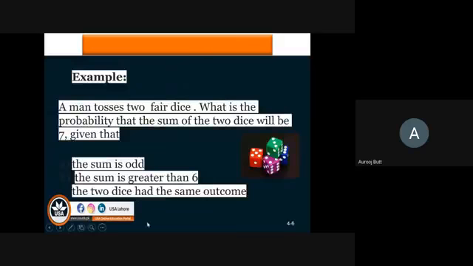Okay, coming towards the next part: the sum is greater than 6. Before the word "given", what do you have? The sum of the two dice will be 7. And after "given", what is there? The sum is greater than 6.